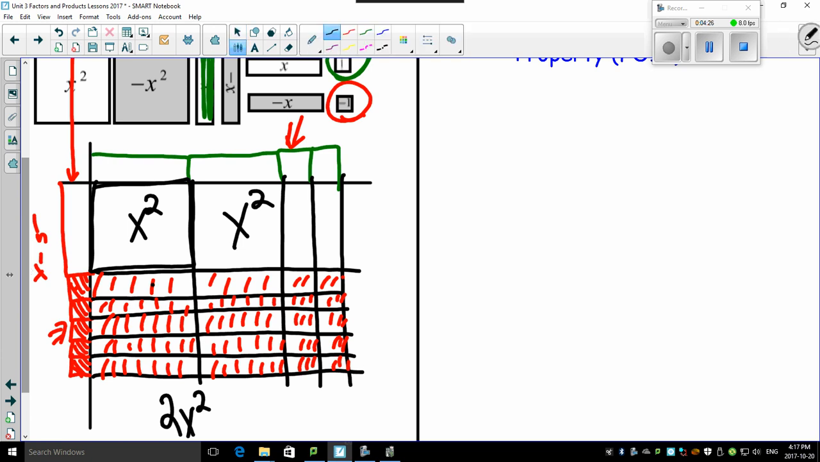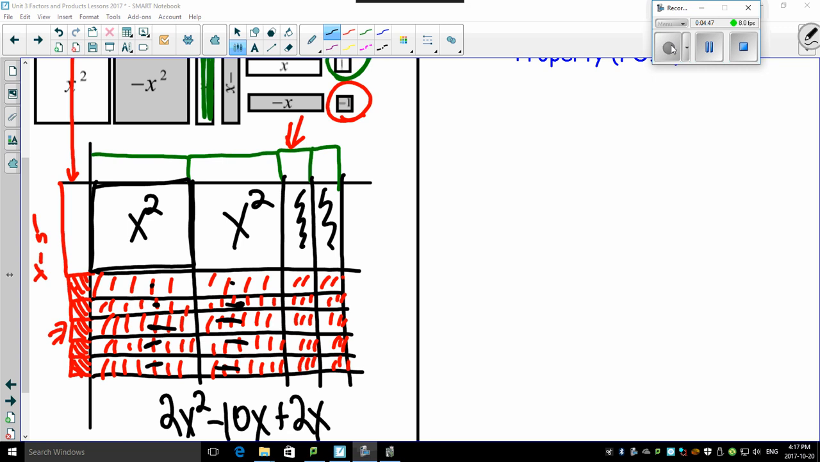This guy, 1, 2, 3, 4, 5, 6, 7, 8, 9, 10 are all negative x tiles. Look at this. This guy is an x tile. That's a positive x tile. So we add 2 more x tiles to that. And then look at this. We have a negative 1, negative 2, negative 3, negative 4, negative 5, negative 6, negative 7, negative 8, negative 9, and negative 10 for a value.